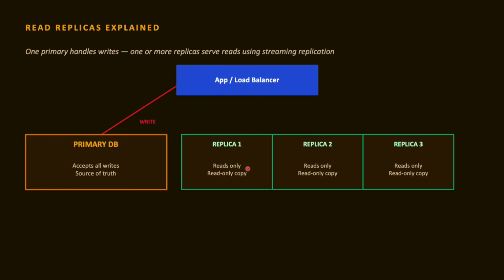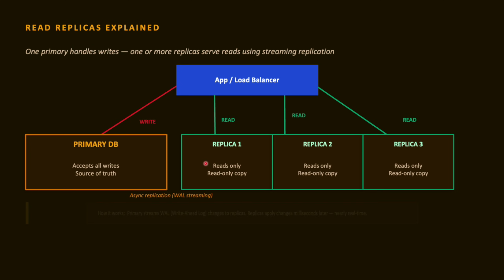Now your read traffic, which is 80 to 90% of your load, can go to any of the replicas instead of the primary database. You have essentially divided your read load by the number of replicas. If you have 3 replicas, your read capacity will be 4 times, because you have one primary plus 3 replicas. And if you have 5 replicas, you increase your read capacity to 6 times. So this is huge. You went from one server handling everything to 6 times read capacity with relatively little complexity.